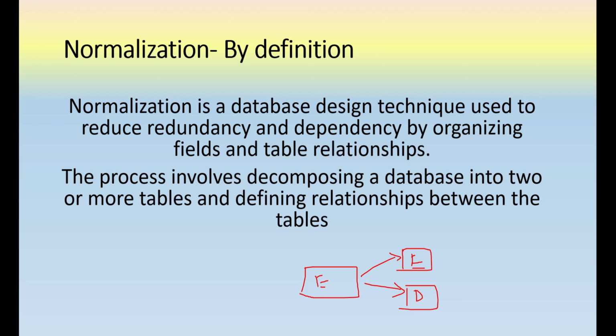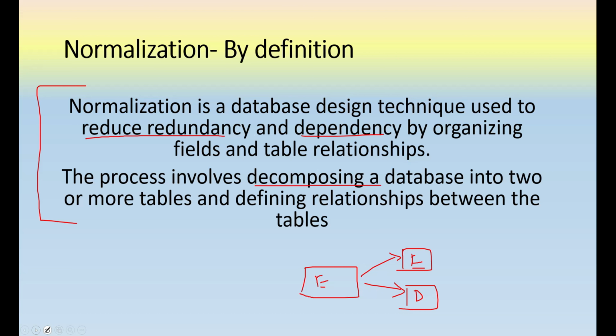So this is by definition, and you need to understand what exactly we are trying to do here. The important point is the decomposition. You are decomposing the tables, and it is a database technique used to reduce the redundancy and dependency. How do you do that? By tweaking the fields and their table relationships. So this is normalization by definition.